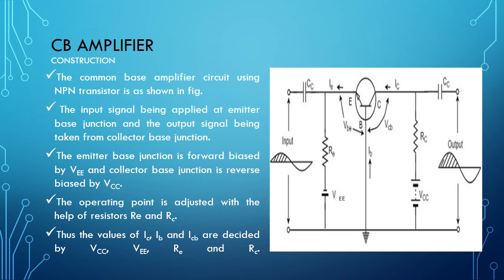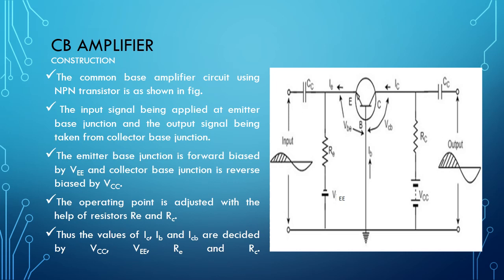And this transistor is biased using the emitter base junction in the forward biased and the collector base junction in the reverse biased, with the biasing voltages VEE and VCC respectively. The operating point is adjusted with the help of the resistors, emitter resistor RE and collector resistor RC. The values of IC and IB are decided by the biasing voltages VCC, VEE, and the resistors RE and RC.